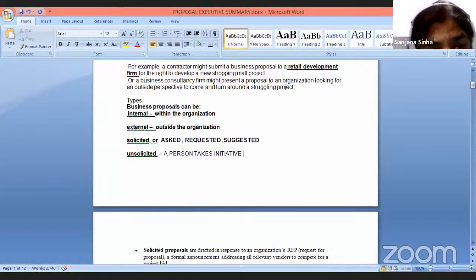मांगा नहीं गया है, लेकिन अपने मन से पहल कर सकते हैं. Like so many people walk in कि क्या CIMAGE में वैकेंसी है कि नहीं, is there any vacancy for teachers. तो एडवर्टाइजमेंट नहीं है, लेकिन a lot of people जो walk in करते हैं, पूछते हैं कि वैकेंसी है या नहीं, I want to apply. तो जब पर्सन इनिशिएटिव लेता है, पहल करता है, this is unsolicited, which can be internal, which can be external.